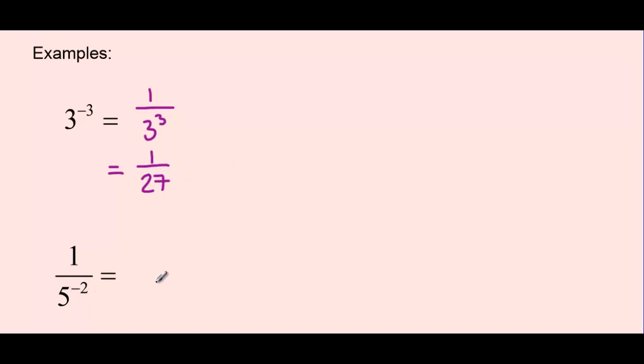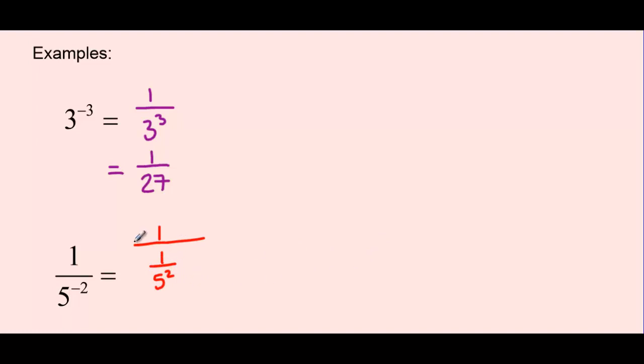What happens if the negative exponent is already in the denominator? Well, let's logically piece together what we know about negative exponents. It means that we're going to take the reciprocal of this and make it a positive exponent. So we can write this as 1 over 5 to the exponent positive 2.